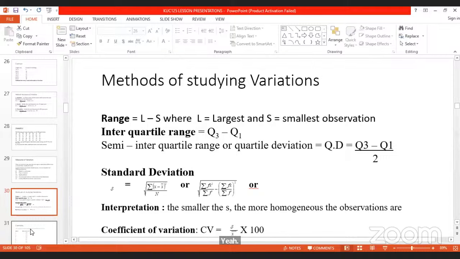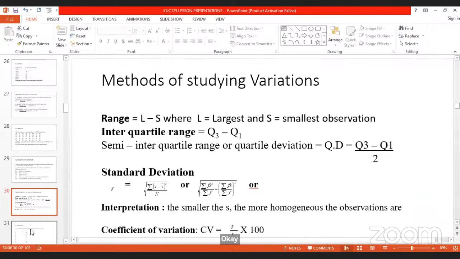Now we have what we call the interquartile range. We have looked at measures of position. How do we compute quartile 1, quartile 2, and quartile 3? In practice, you realize that quartile 2 is actually the median. It's equal to the median.